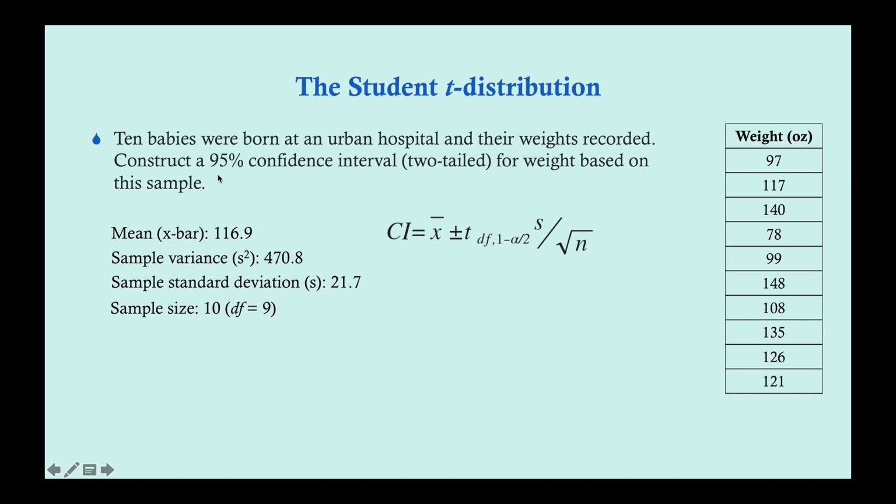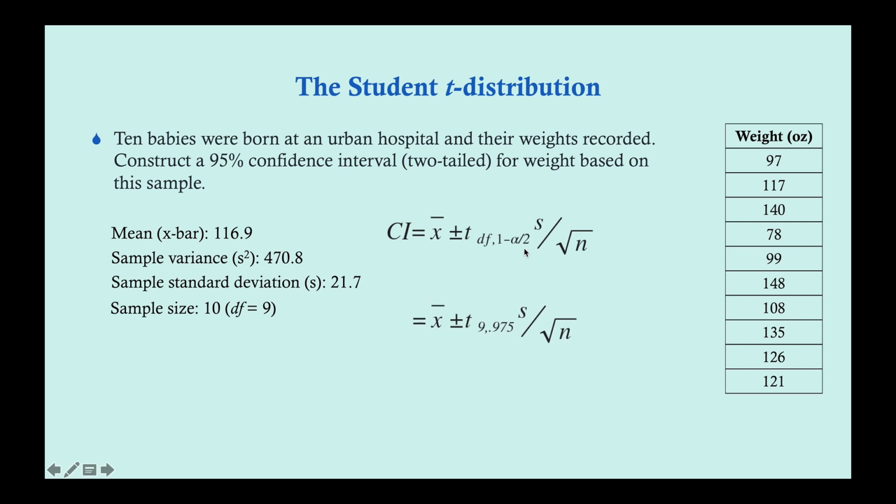Why? Because you're constructing a 95% confidence interval, and your confidence interval is 100 times 1 minus alpha. So that's going to be a 0.05 alpha. So alpha is 0.05 for a 95% confidence interval. And then your degrees of freedom is 9 because your sample size was 10. So you have t, 10, and 0.05.